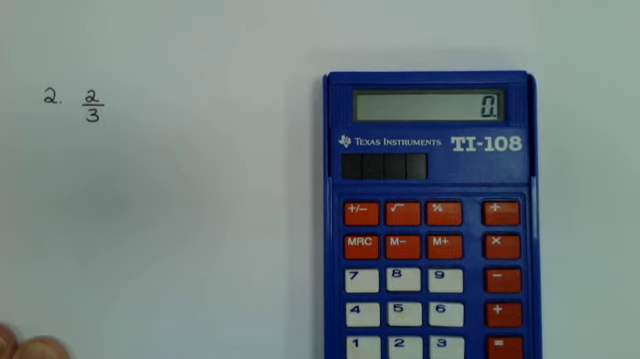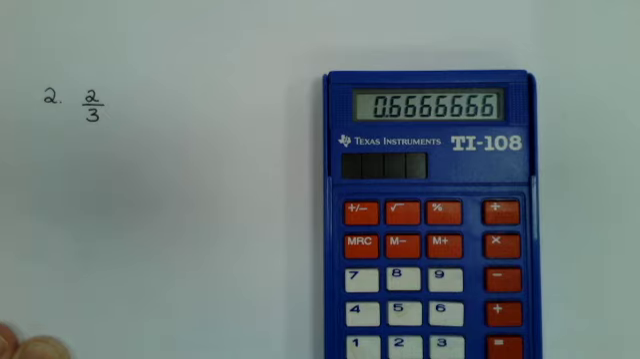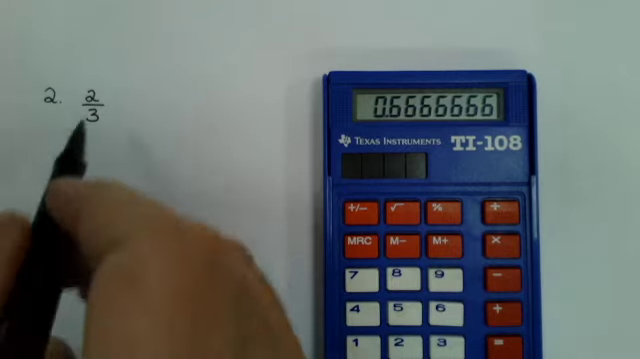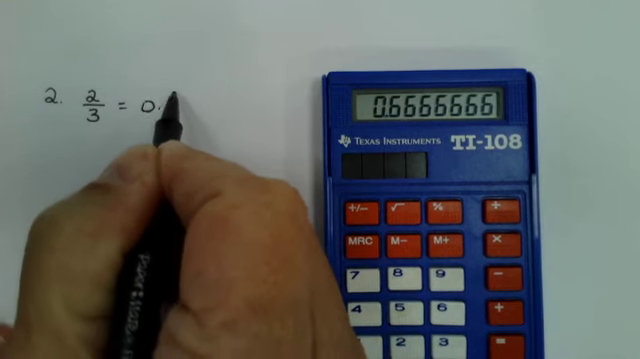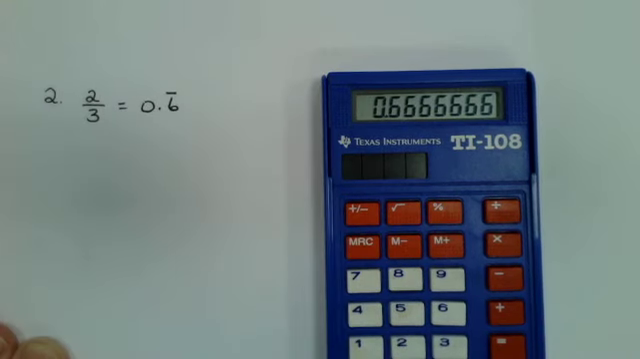Let's look at our second example. This is telling me to take 2 and divide it by 3. 2 divided by 3 equals, when I get one of these repeating decimals, what I need to do is use a little bar over the number that is being repeated. Since the 6 is being repeated, I'm going to put the bar over the 6.